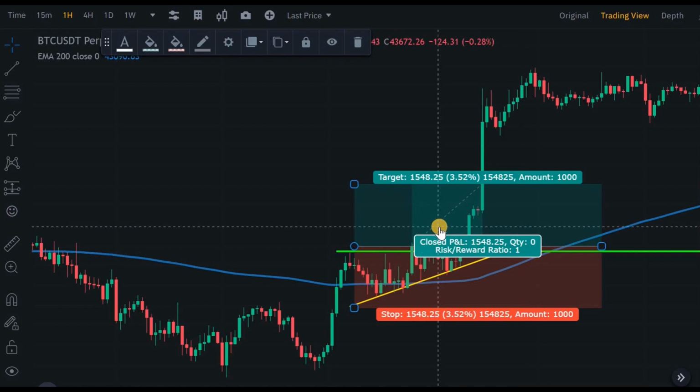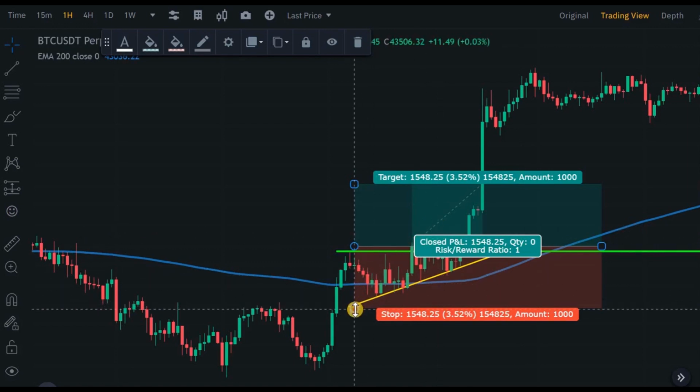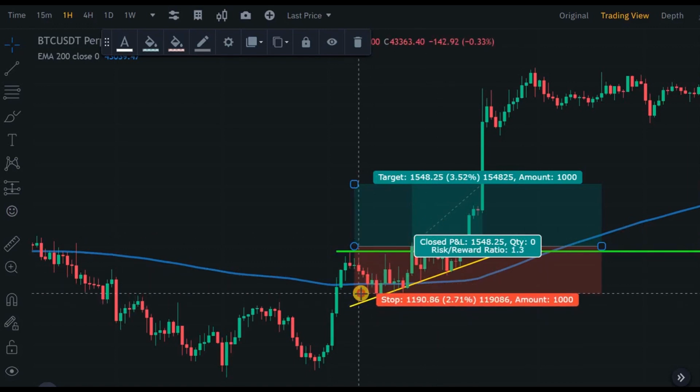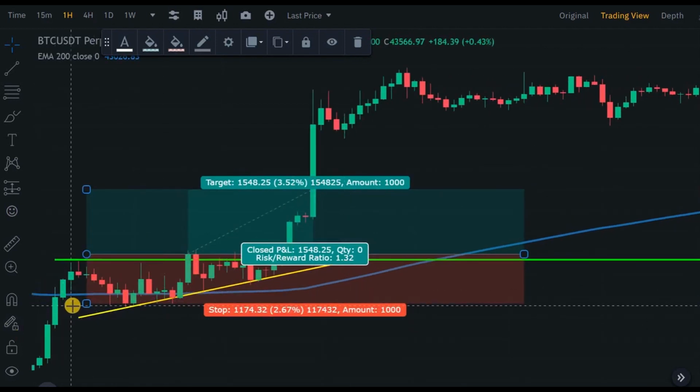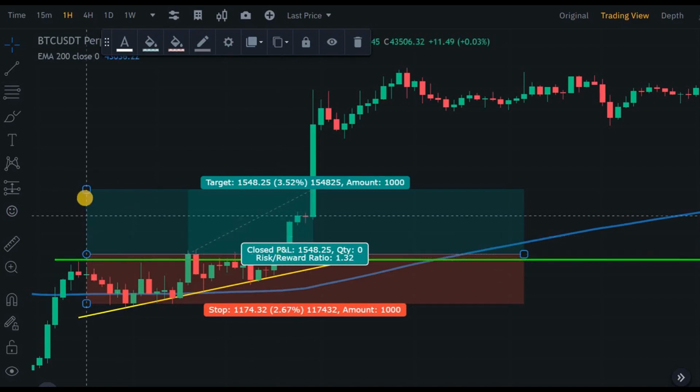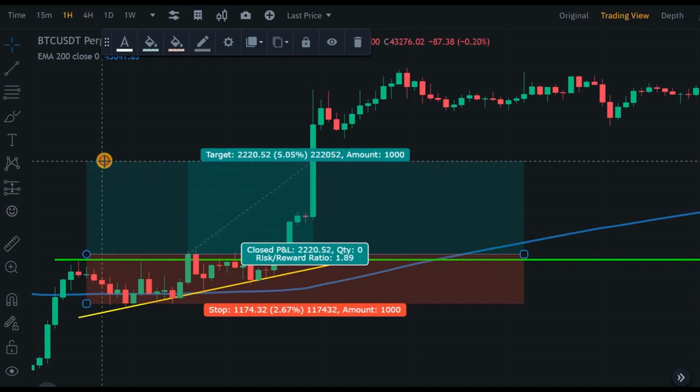For us to do that, we would have to drag this bottom section right here to the low of this price action. Let me zoom in. You can see right here, this was the low of this price action. And if you were to enter your trade at around this level, you would get a chance to take your profit at a 2-to-1 risk to reward ratio. You would have to extend the target to a 2-to-1 risk to reward ratio.